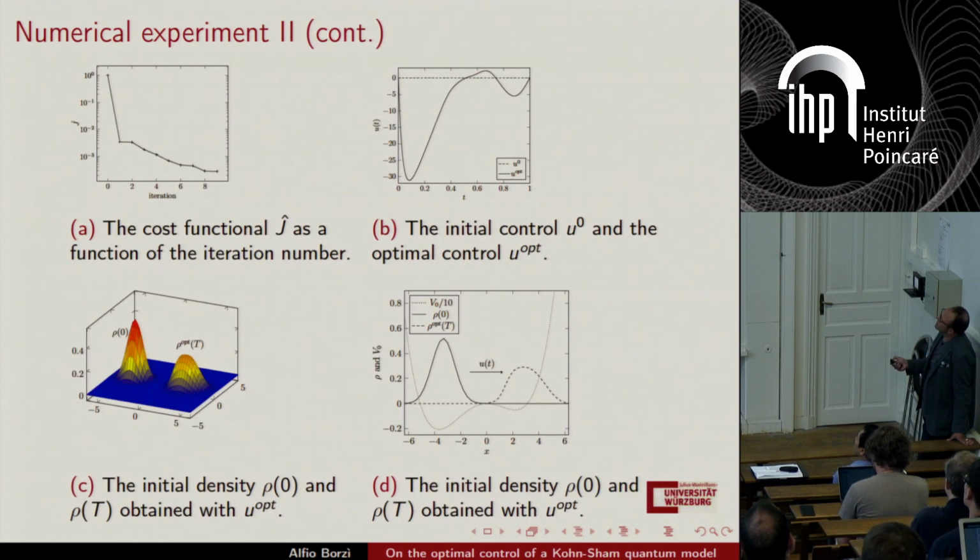And this is the result. You see that the initial density goes through this control function. This is the result of the optimization.